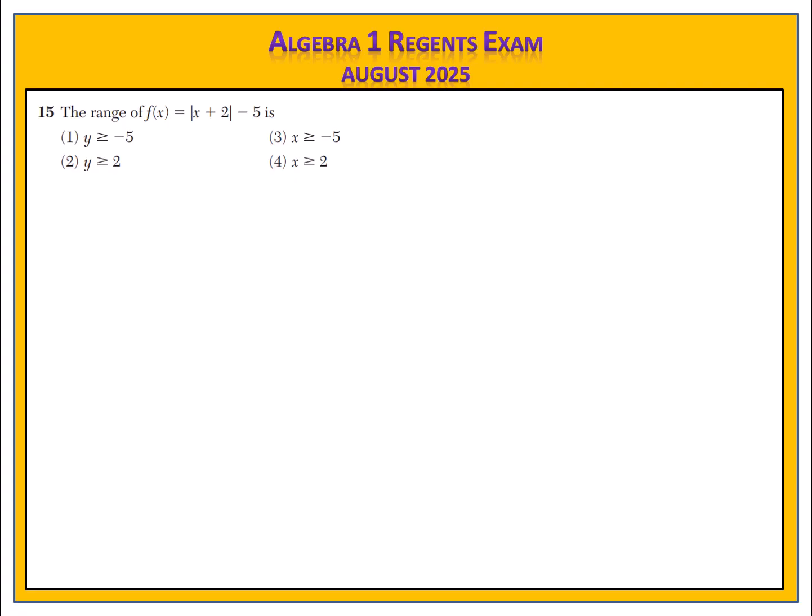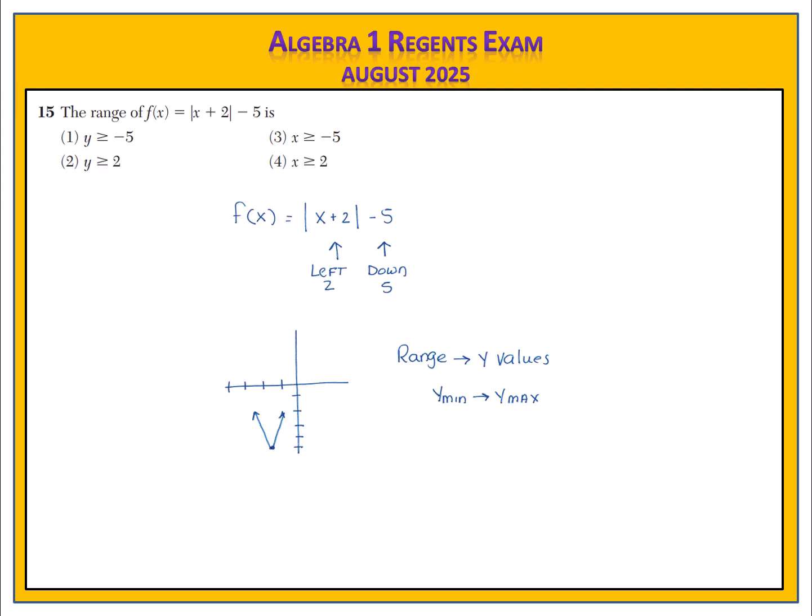Exercise 15. The range of f of x equals absolute value of x plus 2 minus 5 is which of the following? Here we have a function. It is written in shifted form. The function has shifted to the left 2 and down 5. If we sketch that graph, we have a function that looks like this. We want to find the range. The range is the y values, the minimum to the maximum, or the low to the high.